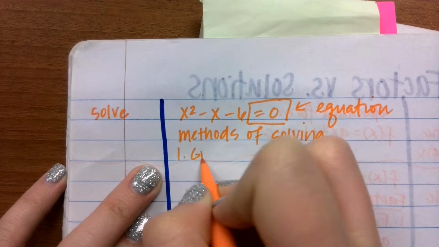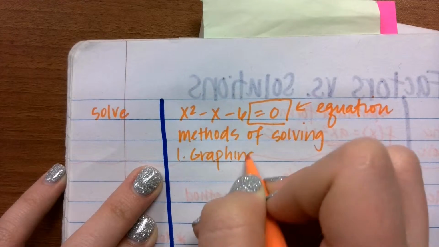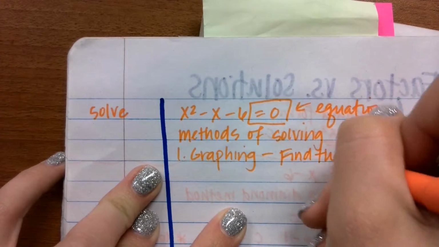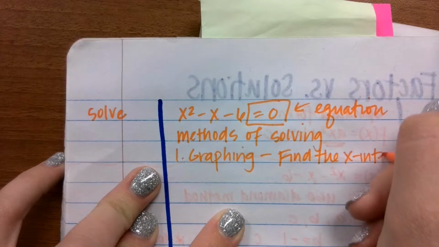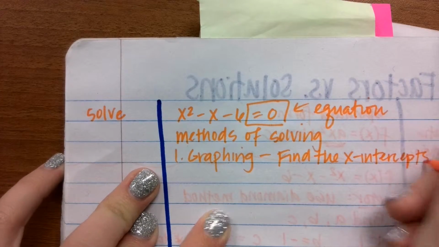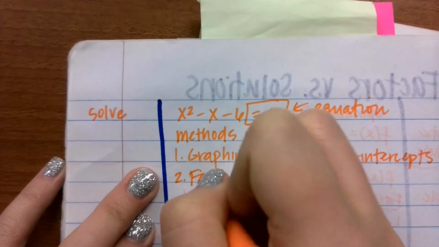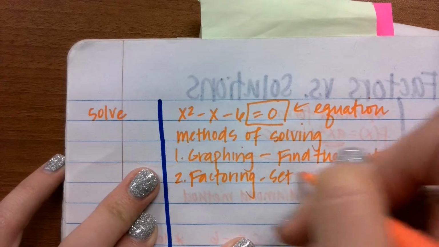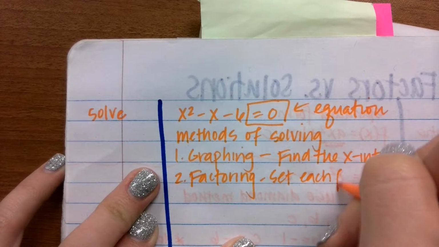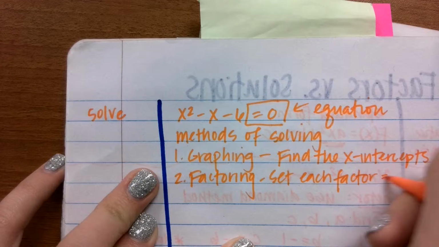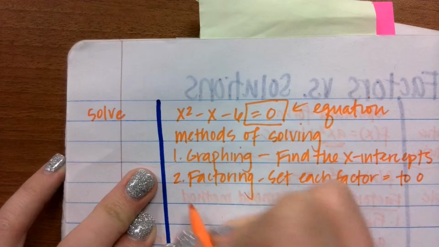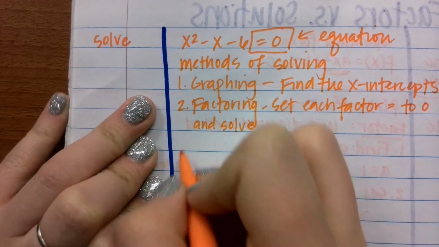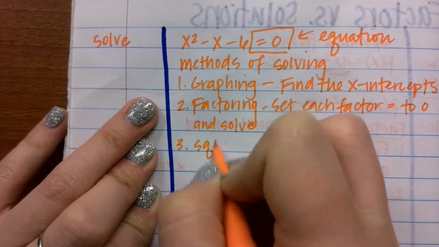The first method is graphing. You would find the x-intercepts. The second method is factoring. You would set each factor equal to 0 and solve. The third method is square roots.